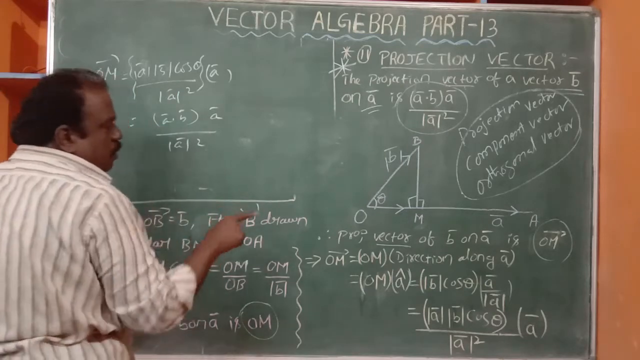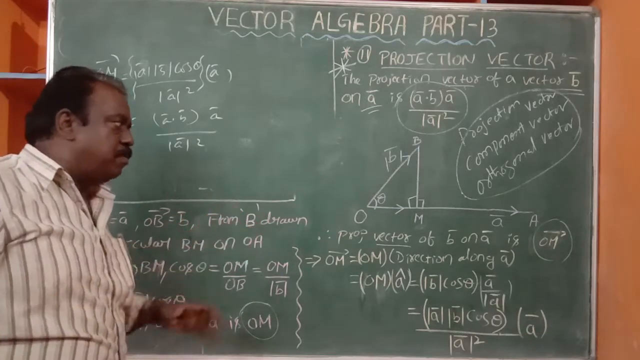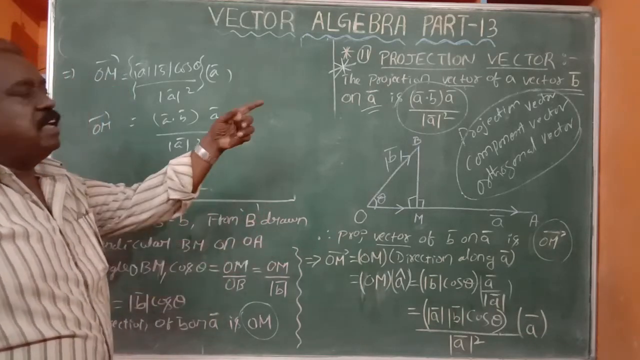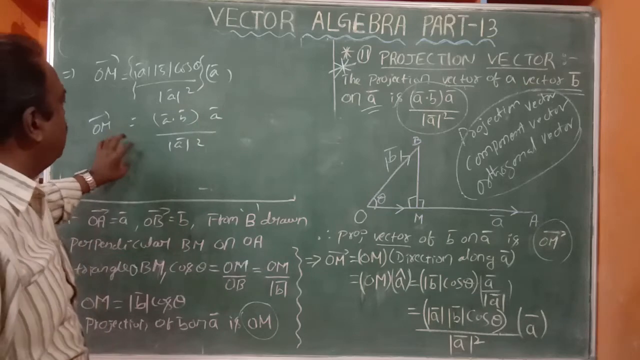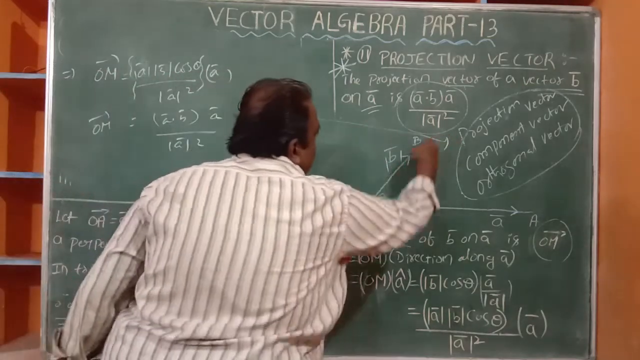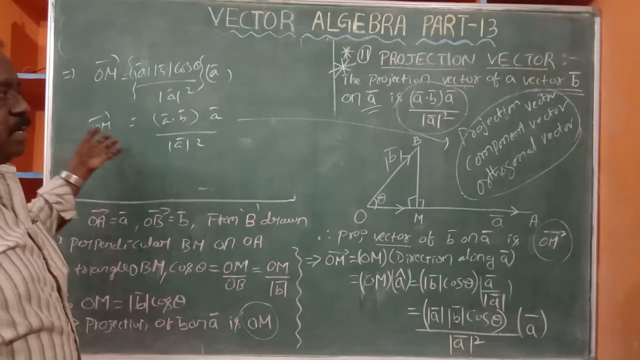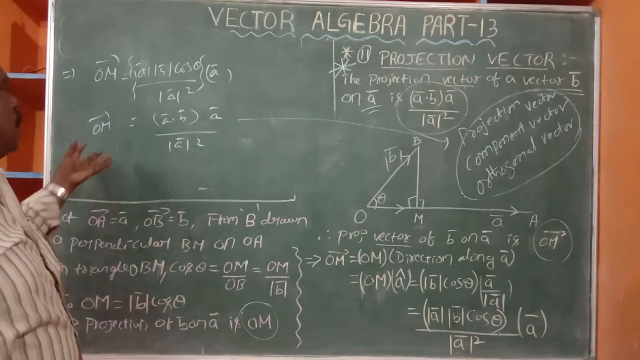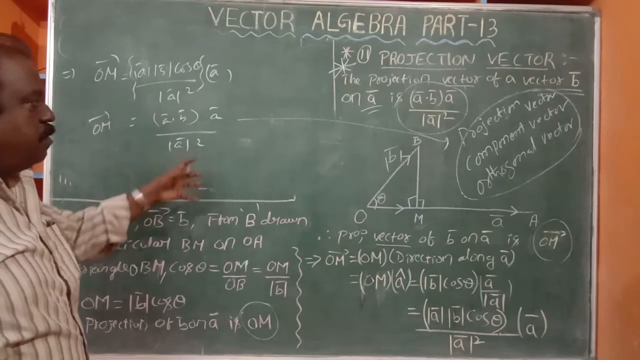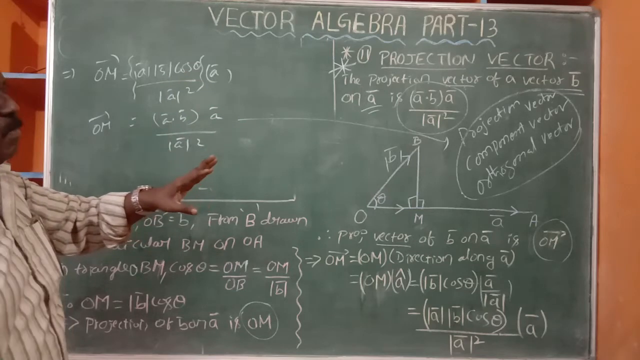What is OM bar? The diagram is very clear. OM is a projection of B bar on A bar. OM bar is a projection vector. So this is a projection vector. This is nothing but this one. It is a projection vector of B bar on A bar, or component vector of B bar on A bar, or orthogonal projection of B bar on A bar. Any of the three, the same, giving the same concept.